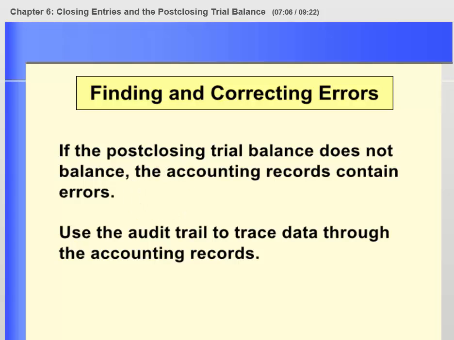We can use the audit trail to help us locate errors. Oftentimes, this requires that we backtrack through the process to find where we may have added or subtracted incorrectly, posted incorrectly, or journalized incorrectly.